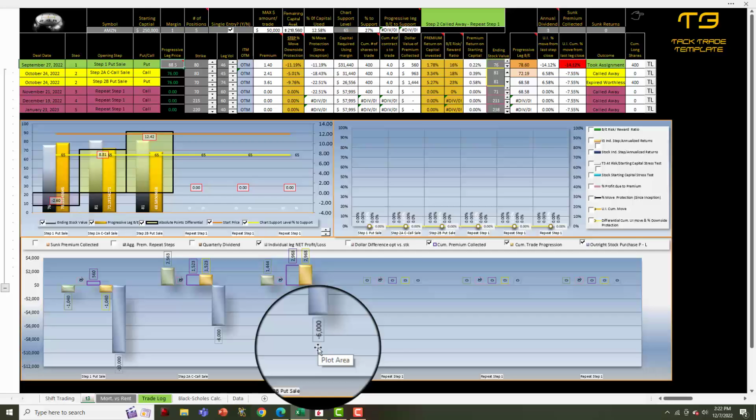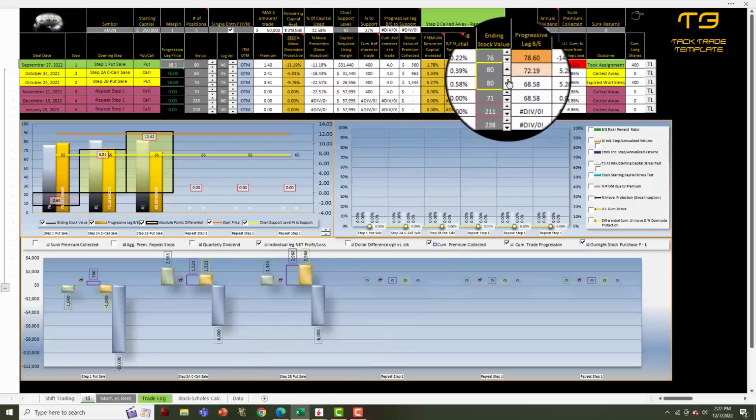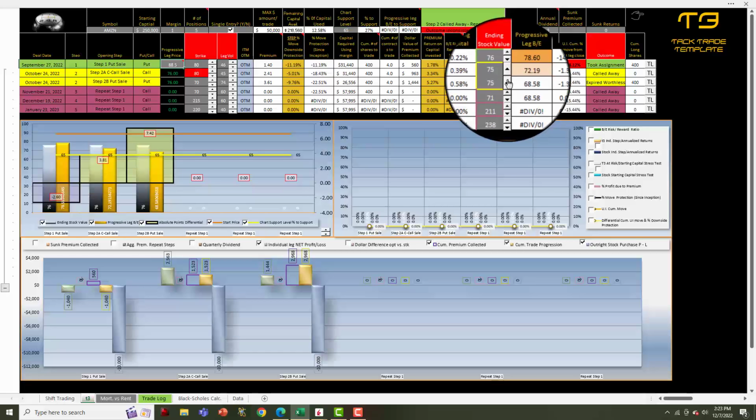So let me explain where that math comes from. Let's assume here, which is one of the great things about this tool, is you can model any what if.